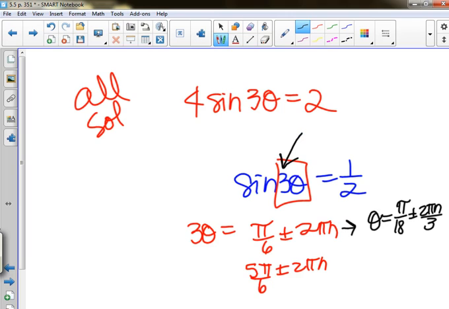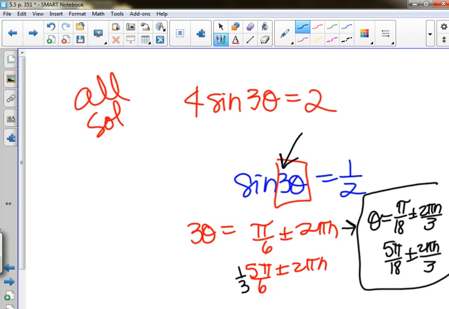Does that make sense? Isn't that the period, how often that thing is repeating? 2/3. Okay. And if we take 1/3 of this one, we get 5 pi over 18 plus or minus 2 pi n over 3. Okay. Anything else anybody's freaking out about?